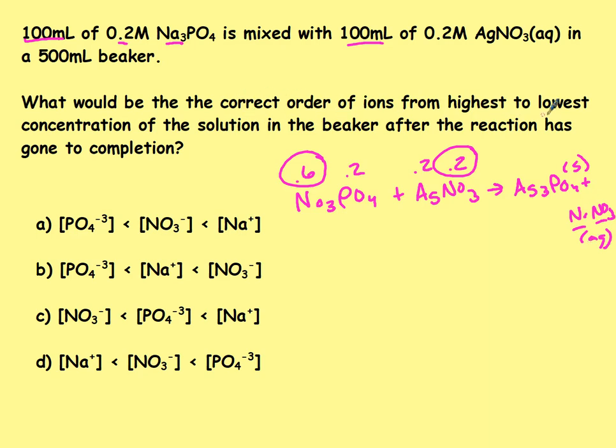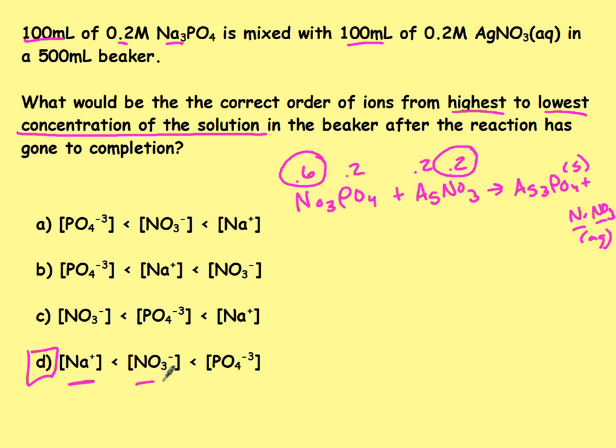And it wants to know the order of ions' concentration in solution. And we want it from highest to lowest. So the highest concentration should be sodium. Oh, so then D must be my answer.